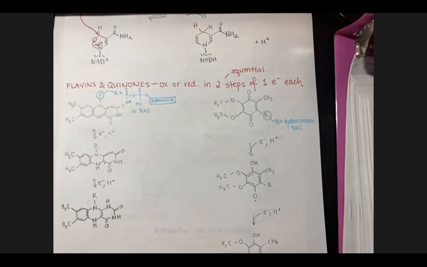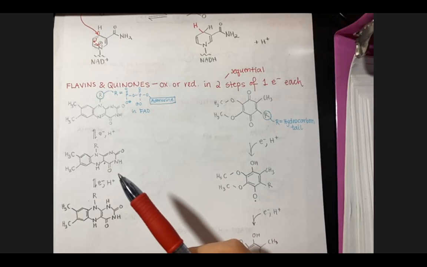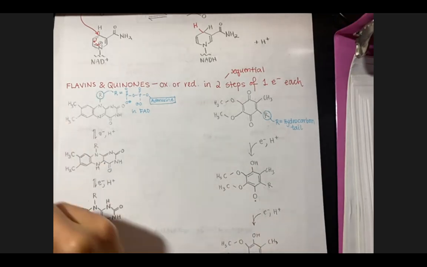And these are vitamin B2 derivatives, and the sequential manner of the reductions or oxidations helps so that you can couple processes that transfer single electrons to reductions of NAD plus, which requires 2 electrons. So first we'll look at the flavins.